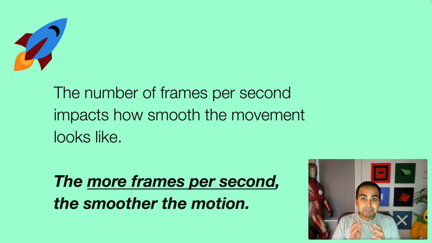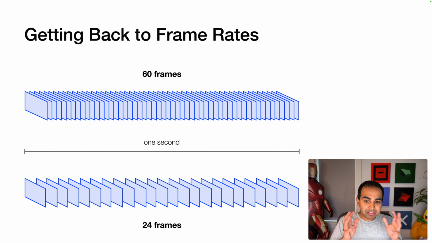And so that brings us to an important point here. The number of frames per second impacts how smooth the movement ultimately looks. The more frames per second, the smoother the motion. And here's an example of this. What I have here is a visualization. I have 60 frames on one side and 24 frames on the other, and they're both displayed over a period of 1 second.